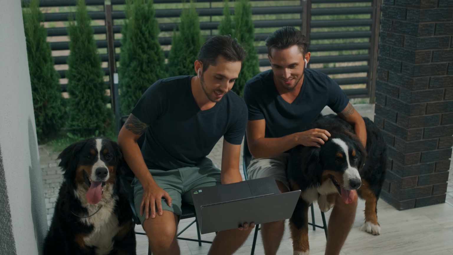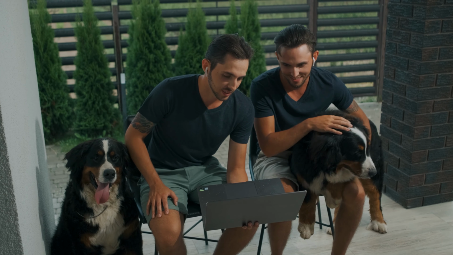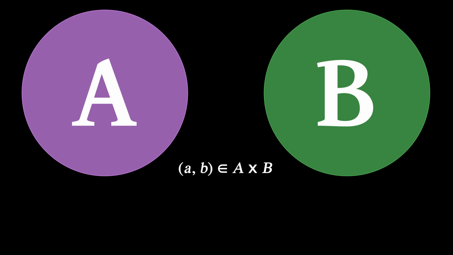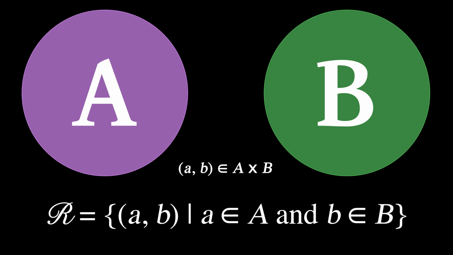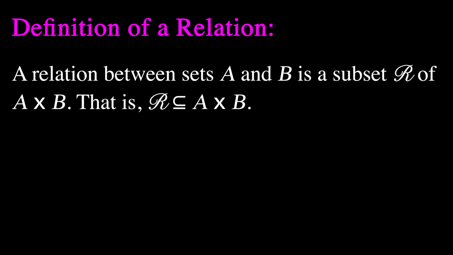For example, you might say that two people are related if they are siblings or cousins. In mathematics, a relation is a set of ordered pairs that connects two sets. For example, if we have two sets, A and B, a relation R is a set of ordered pairs (a, b), where a is an element of A and b is an element of B. Or more formally, a relation between sets A and B is a subset R of A by B.